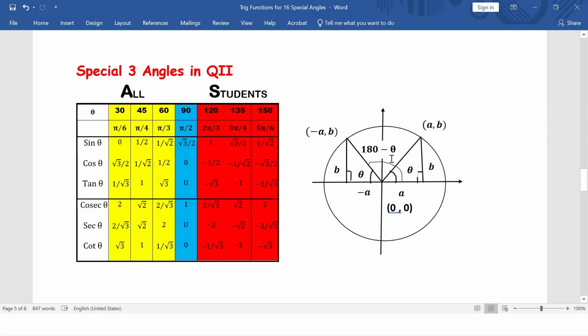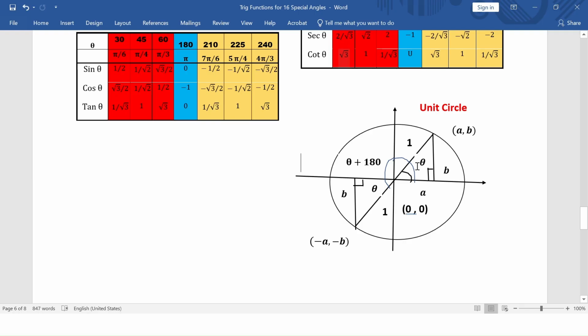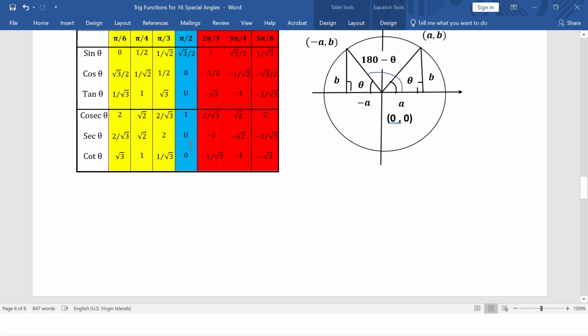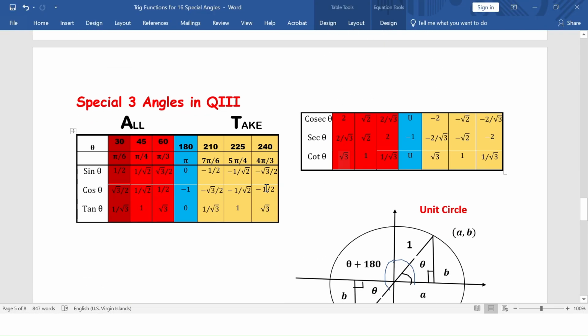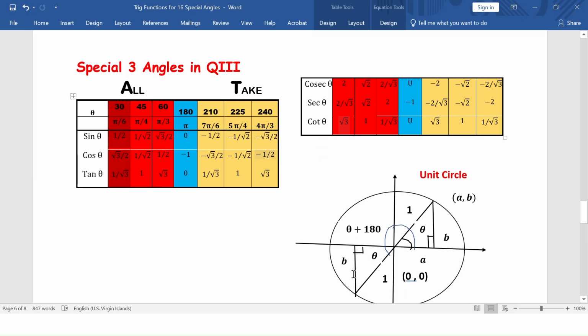So this is a reflection in the y-axis, whereas here we now call it a reflection about the origin, or diametrically opposite. If it was 30, you add. Last time we were subtracting, and 30 was the same as 150. This time, because it's this quadrant, we add 180 plus 30, which is 210. So 30 will be the same as 210.